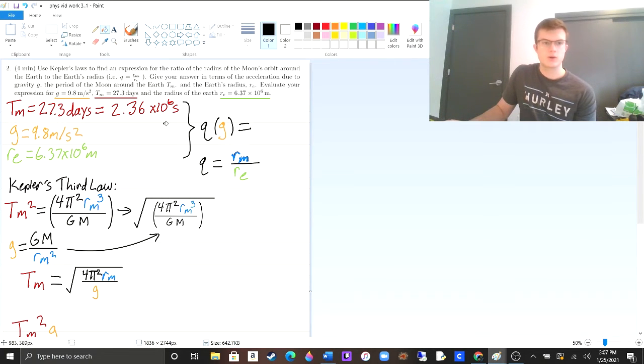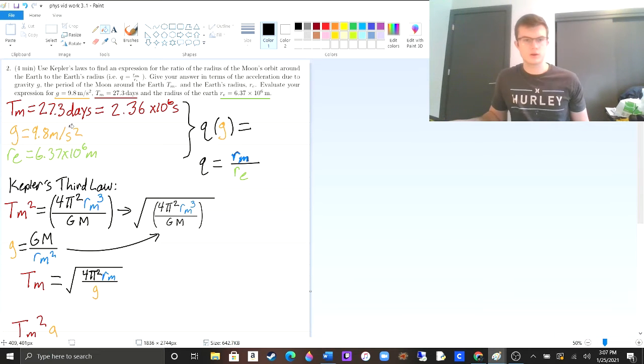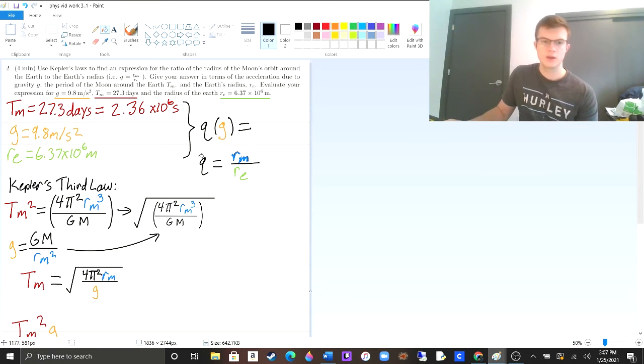So right here I wrote down all of the variables that we will need to include in our equation, and then I rewrote what q is equal to. So it's equivalent to the radius of our orbit, rm, divided by the radius of Earth.